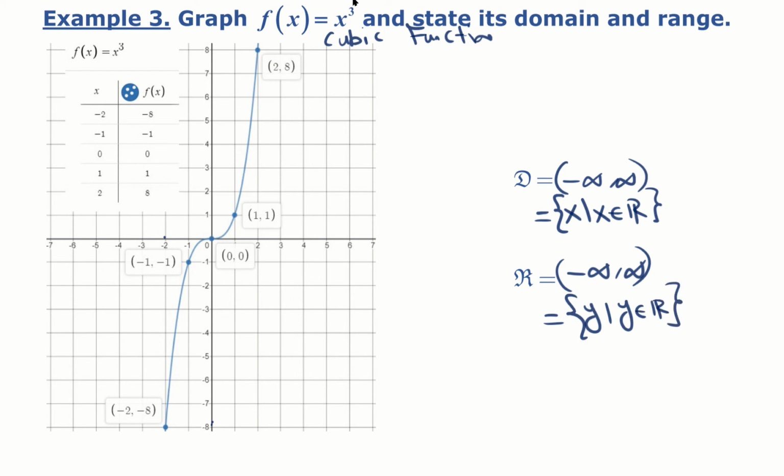Basically, the outputs are depicted using the y values and the inputs using the x values. Each of these points is an input-output pair. You put in 2 into this function, what comes out? In other words, what is f of 2? Well, it's 2 cubed, so it's 8. So when the input is 2, the output is 8, like that. So again, each of these is an input-output pair.